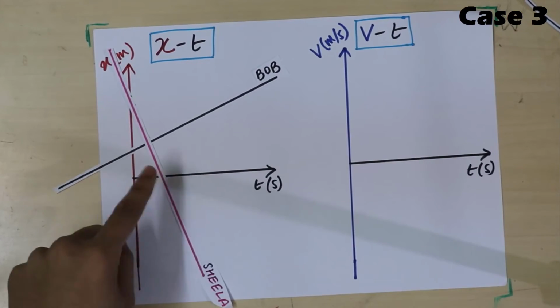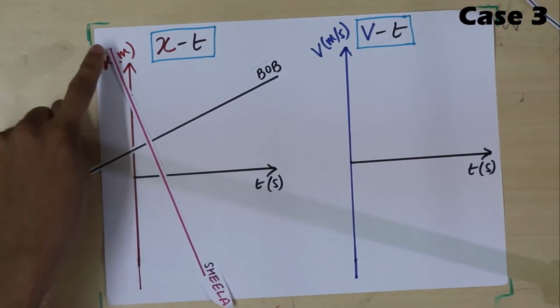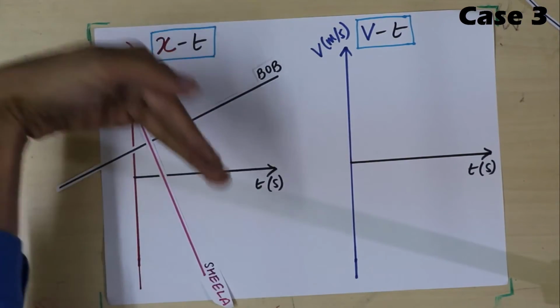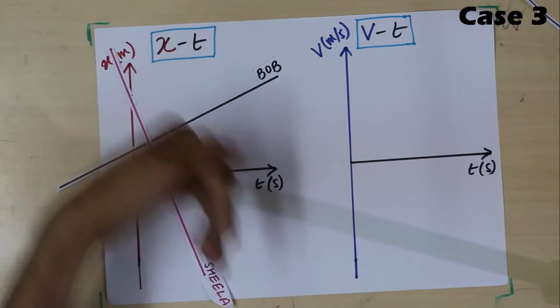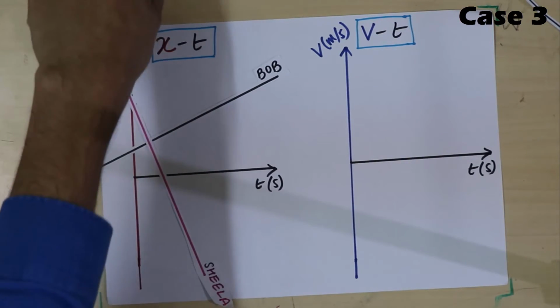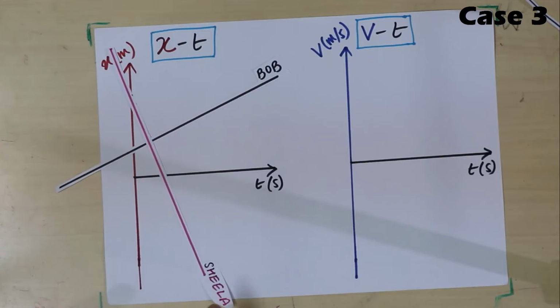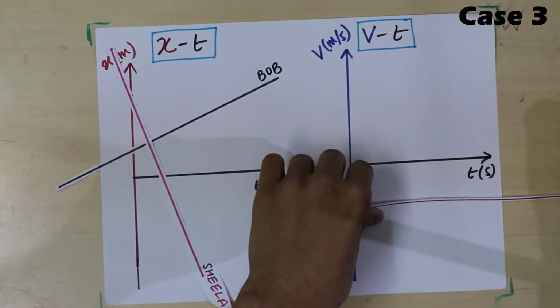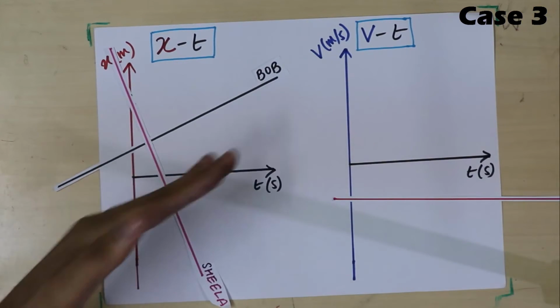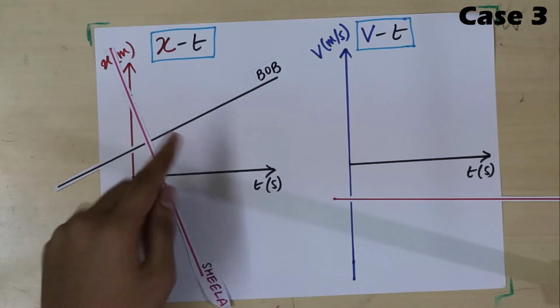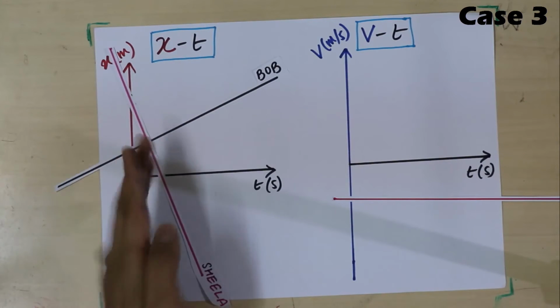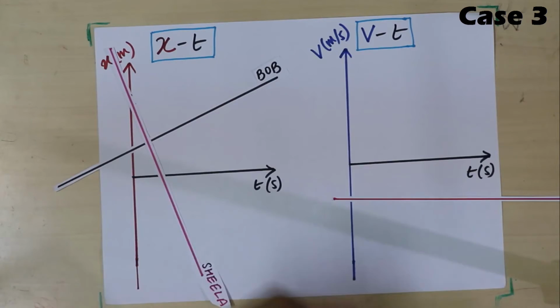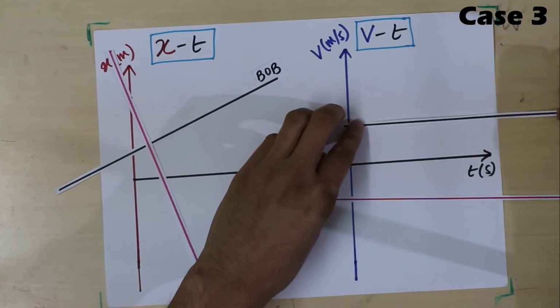What's the difference? Well, as we have seen before, this represents a negative slope. You see, it's a downhill, it's a negative slope. So negative slope basically says that Sheila is moving in the negative x direction. That means Sheila's velocity is negative. It's going to be somewhere over here. Alright, what about Bob? Well, Bob is still going along the positive x direction. See, his slope is positive, he's going this way. So Bob's velocity is positive, it's going to be somewhere here.